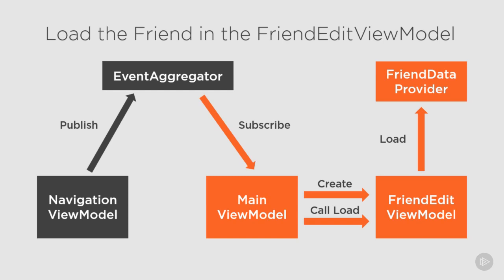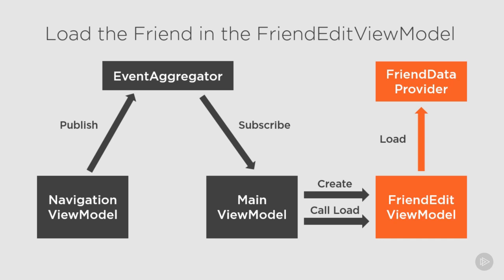In the previous clips, we have implemented the main view model. In the main view model, we subscribe to the Open Friend Edit View event that is published from the Navigation View model. When we receive that event in the main view model, we create a new Friend Edit View model. On that Friend Edit View model, we call the load method to load the friend with the ID that we have received from the Open Friend Edit View event.